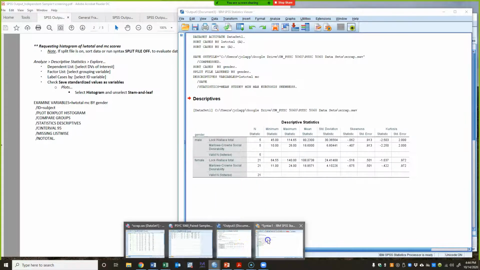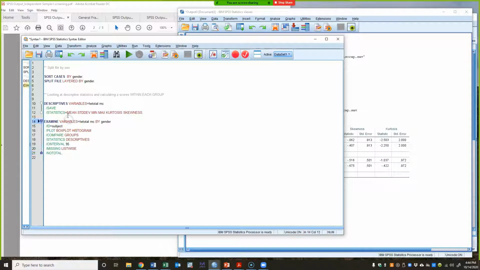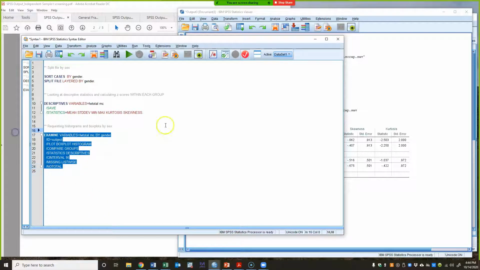Okay. And if I go to my syntax file, I'm going to say, requesting histograms and box plots by sex. Okay. So that I know what I'm doing here. I'm going to go ahead and run this.